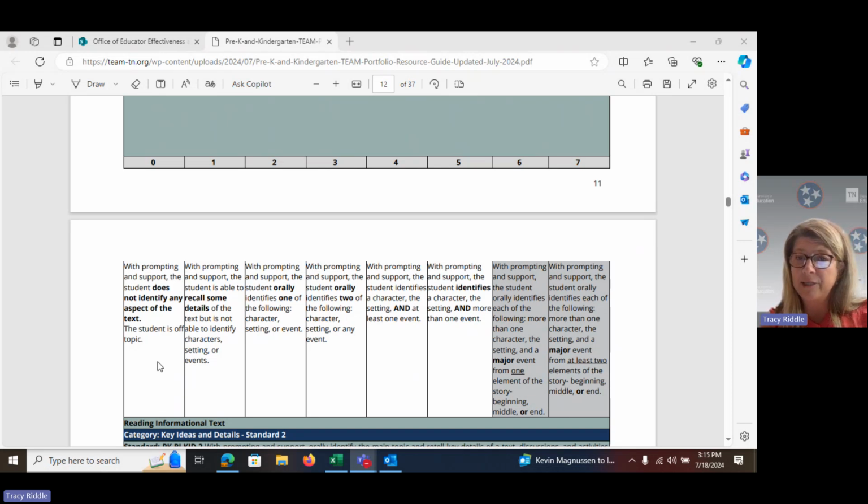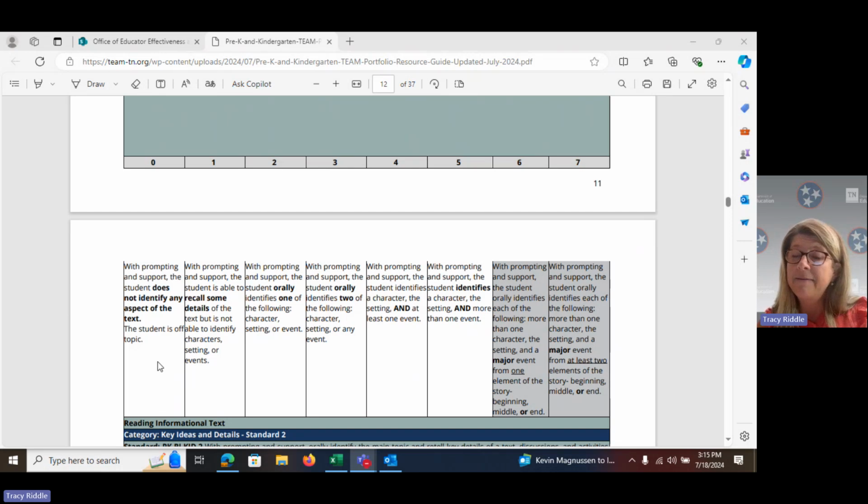If the student has mastered level 5, where they can identify the character and the setting and more than one event, then you can ask them questions about what happened at the beginning, in the middle, or at the end. If the student is able to still identify the character, the setting, and an event, but this now must be a major event that either happened at the beginning, the middle, or the end, that would score a level 6.